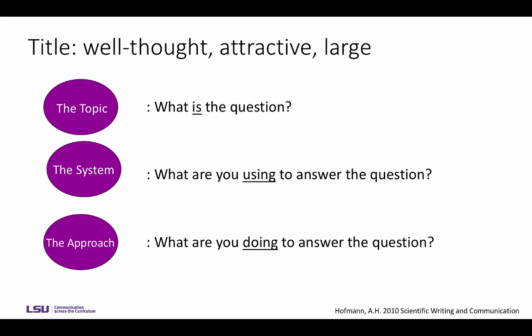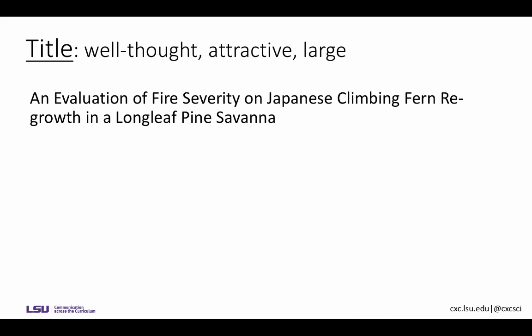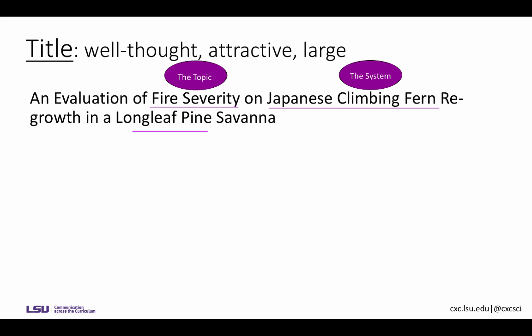So let's look at a couple of examples of effective poster titles. One title example is an evaluation of fire severity on Japanese climbing fern regrowth in a longleaf pine savanna. So in this title, we can locate the topic, the system, and the approach, but the title reads more like a publication and it's really not as interesting.